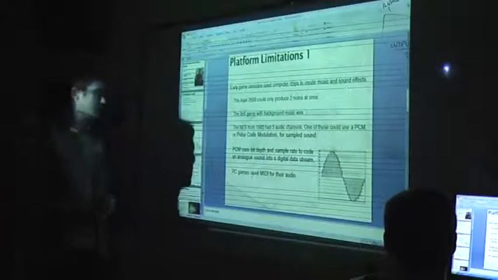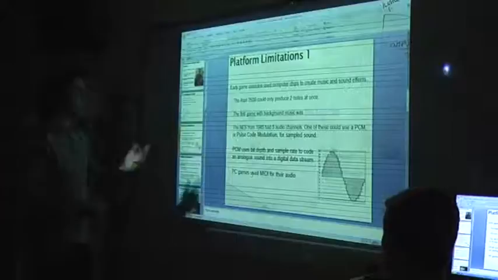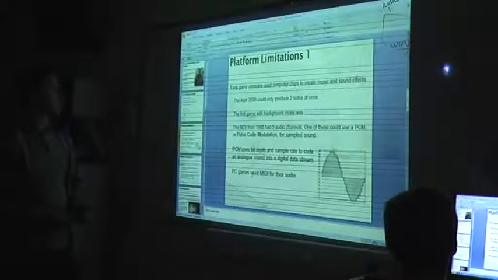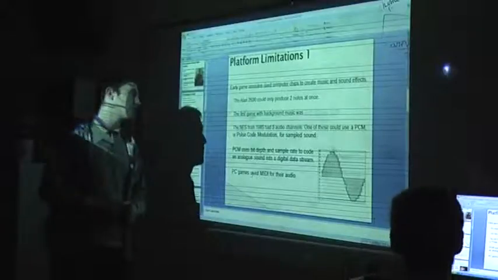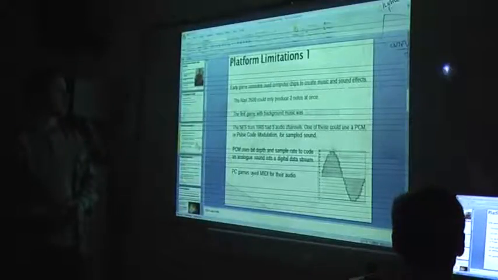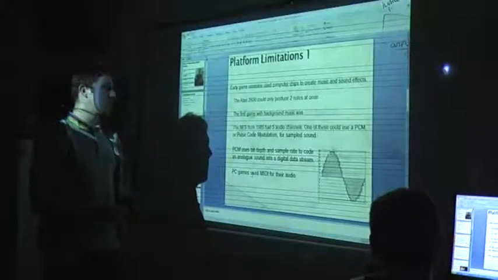Platform limitations, we've got two of these pages. Early game consoles used computer chips to create music and sound effects. The Atari 2600 could only produce 2 notes at once. The first game with background music was Rally X from 1980.